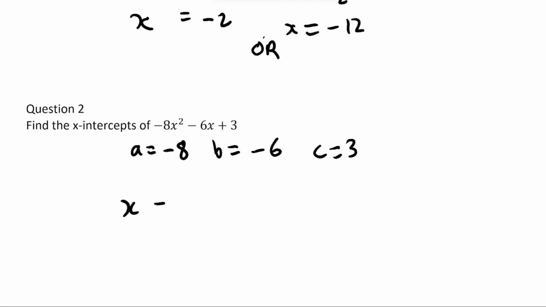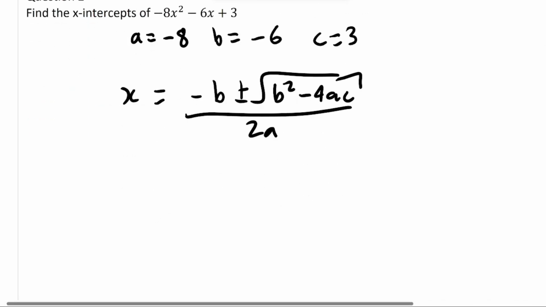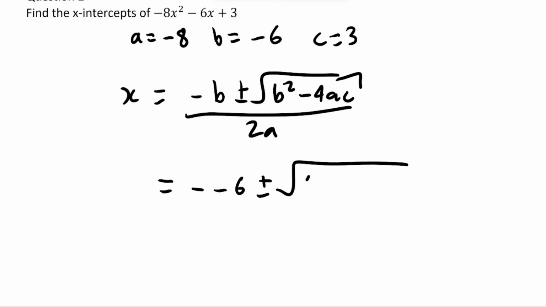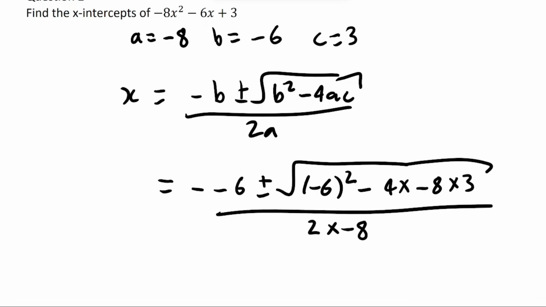So the quadratic formula tells us x equals minus b plus or minus the square root of b squared take 4ac over 2a. And we just plug in the numbers and chug through the algebra. So minus 6 plus or minus the square root of minus 6 squared. Make sure that's in brackets when you put it in your calculator. Take 4 times minus 8 times 3, all over 2 times minus 8 on the bottom.